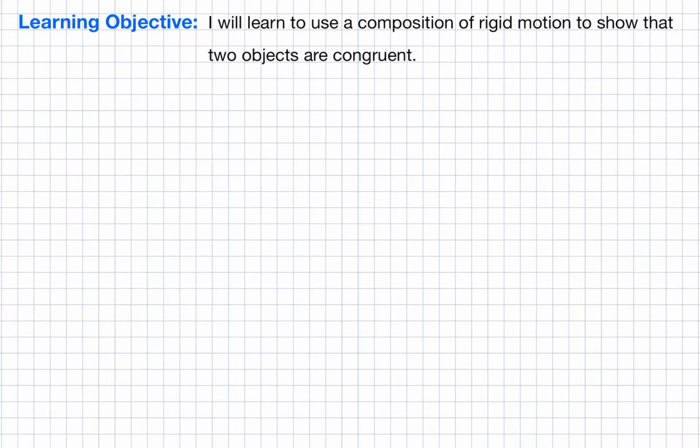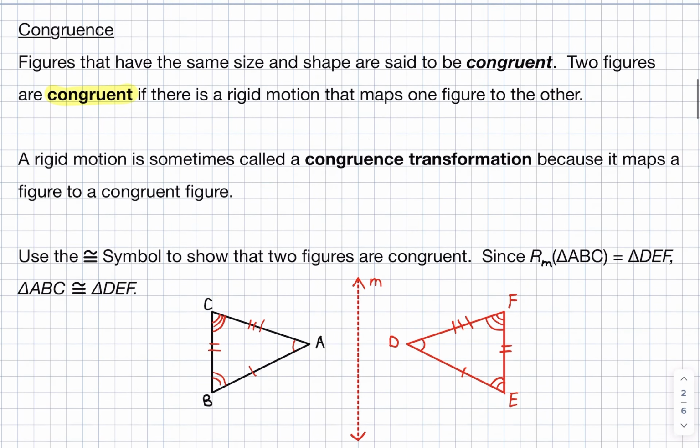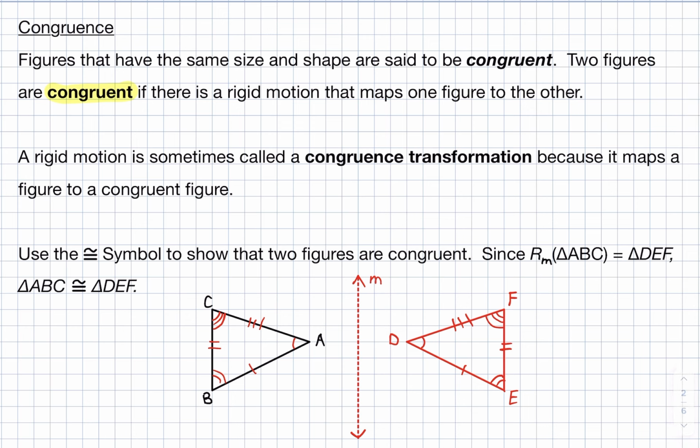Okay, class, in this lesson, you're going to learn to use a composition of rigid motions to show that two objects are congruent. Okay, so let's go ahead and get started. So first thing we want to do is identify what congruence means, right?